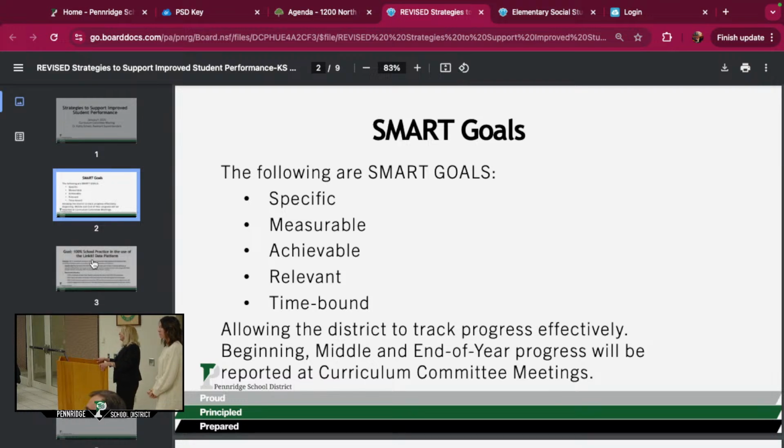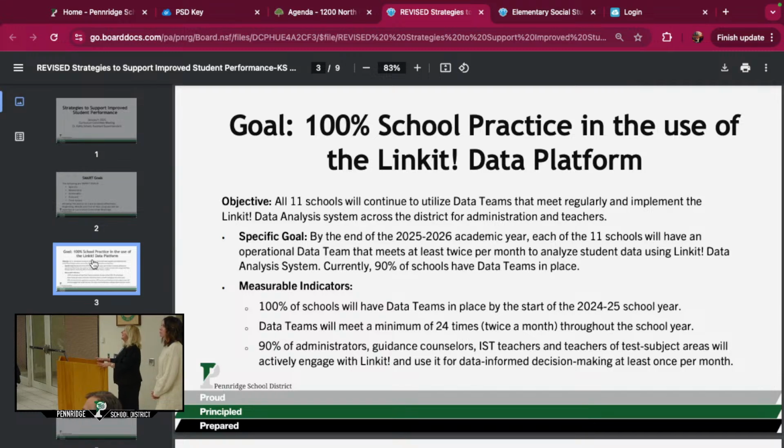So this is a big goal. We have been talking about Linkit for many years. We have used Linkit in our district for many years. It is a data platform. So it works in 2 ways. It is a warehouse. So all the data we use, the assessments we're talking about, the PSSAs, the Keystones, classroom assessments, attendance, behavior, all the data we have sits in this repository. But it's an analytics system as well. And that is really what we've been doing over many years, building the capacity of administrators and teachers to use Linkit, to use it so that they're using data to inform their instruction.